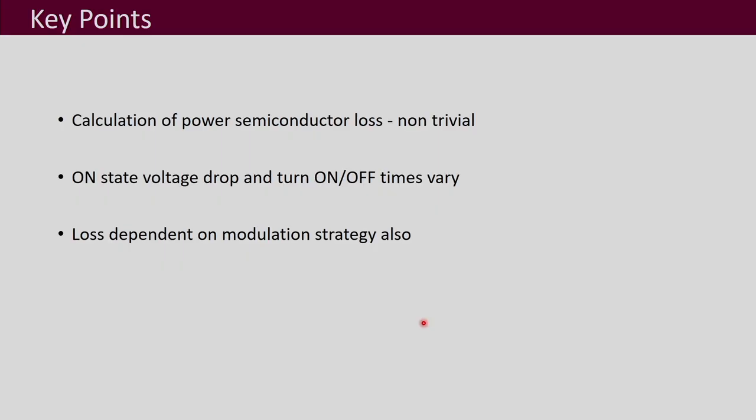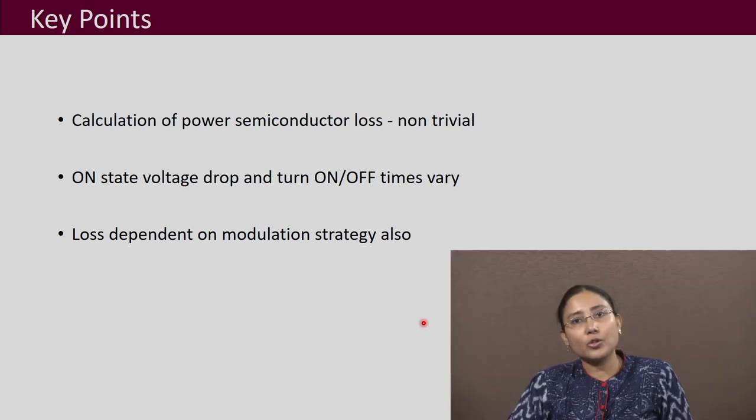So what are the key points of this lecture? We see that the calculation of your power semiconductor device losses is non-trivial. You cannot just use some very simple equation and obtain the device losses. You may use simulation tools to have an estimate of the device losses, and the on-state voltage drop and turn-on and turn-off times vary depending on several factors. That is why we can only estimate them using simulation tools. To know how much the total loss is, you have to perform experiments. And also know that the power losses are dependent on the modulation strategy that you are going to use in your converter. Thank you.